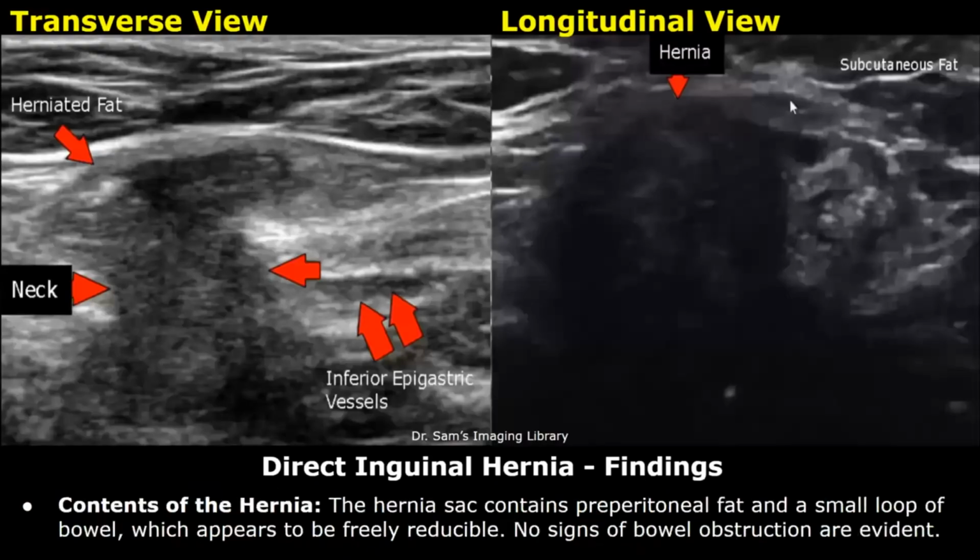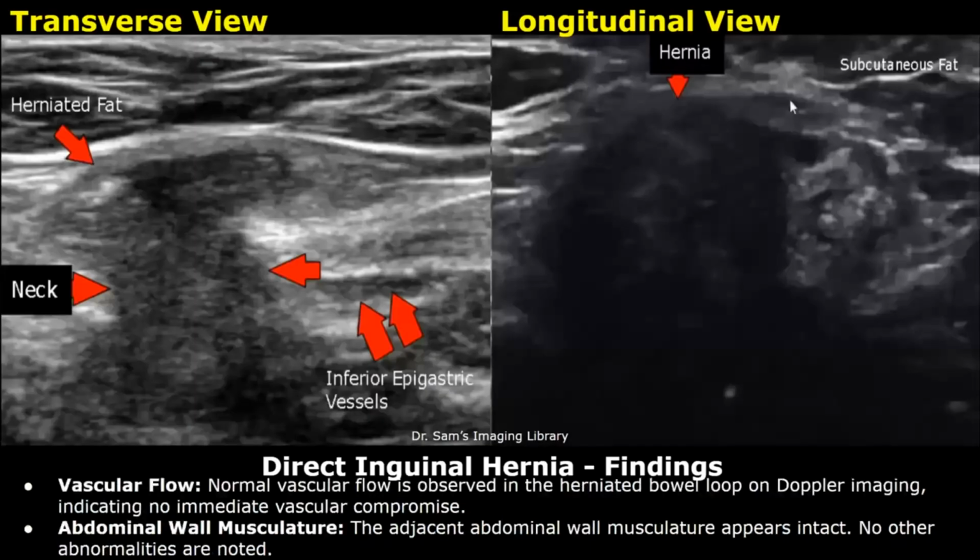Contents of the hernia. The hernia sac contains preperitoneal fat and a small bowel loop, which appears to be freely reducible. No signs of bowel obstruction are evident. The vascular flow is normal on Doppler imaging in the herniated bowel loop. The adjacent abdominal wall musculature appears intact, and no other abnormalities are noted.